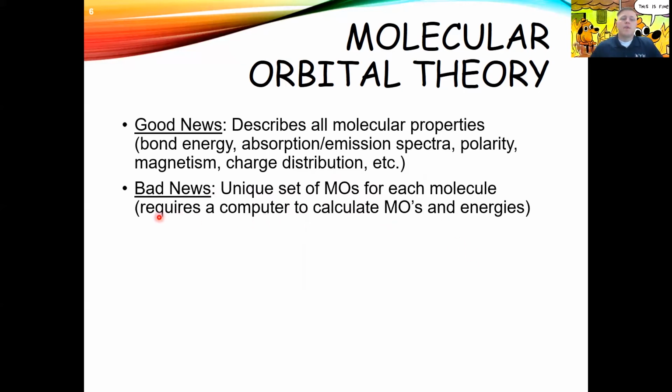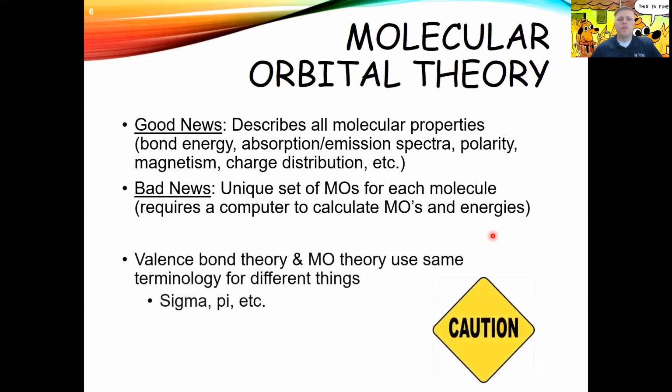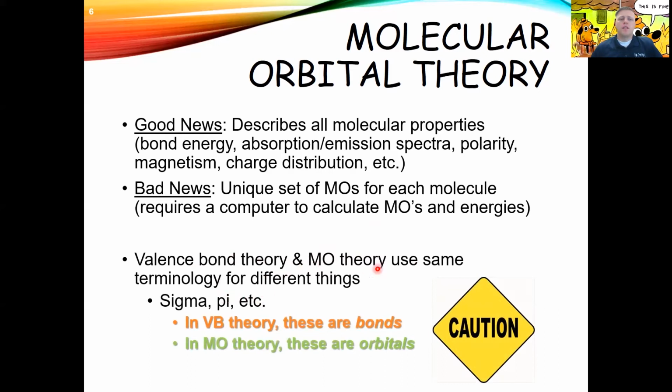And additionally, you're going to need a computer to really calculate the molecular orbitals and energies. So even though this theory can be powerful and predict a lot of stuff, it takes a lot of computing power and can actually be very slow in getting results from this theory. I'm also going to give you a little bit of a warning that valence bond theory and molecular orbital theory actually use the same terminology for different things. So in valence bond theory, we use these terms sigma and pi to refer to bonds, whereas in molecular orbital theory, sigma and pi are orbitals. So there's a bit of a difference there.